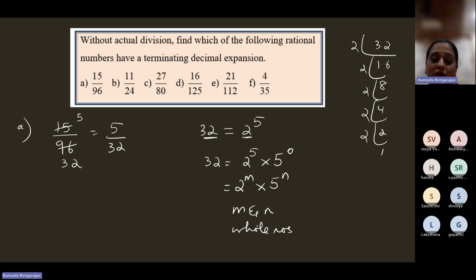So if the denominator of the rational number, which is in its lowest terms, can be expressed in this form, 2 to the power m into 5 to the power n, where m and n are whole numbers, then that rational number will have a terminating decimal expansion. If you cannot express the denominator like this, then that rational number has a non-terminating repeating decimal expansion.